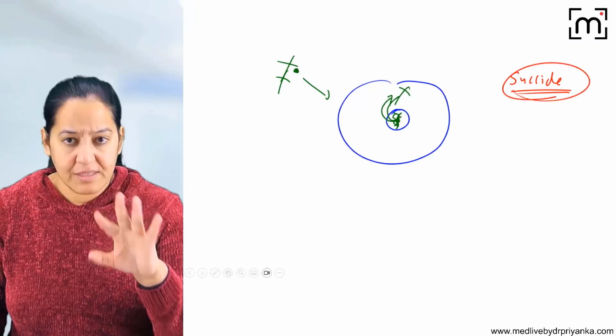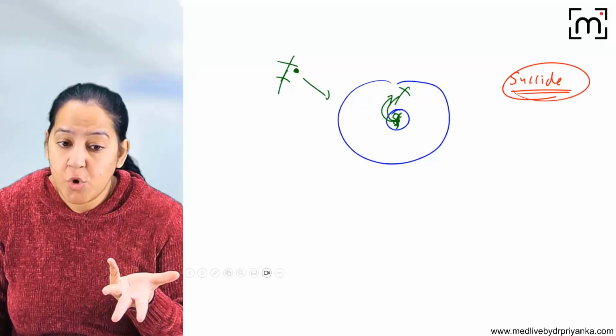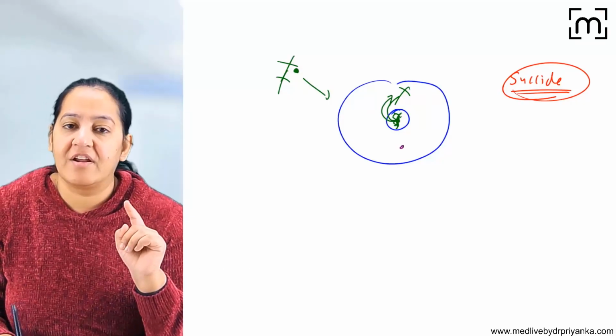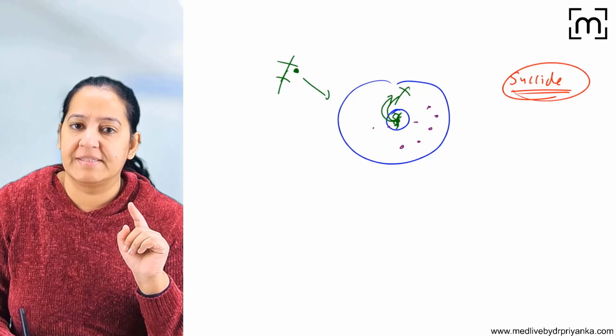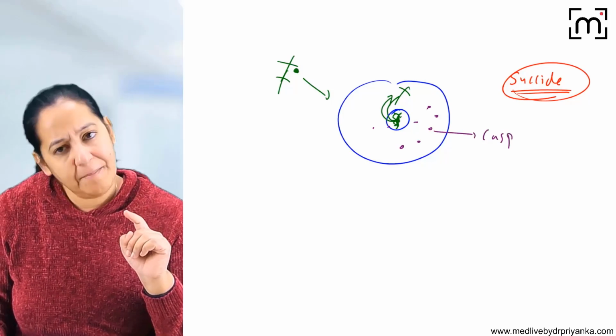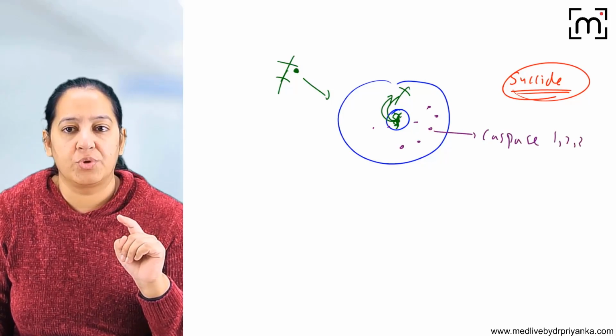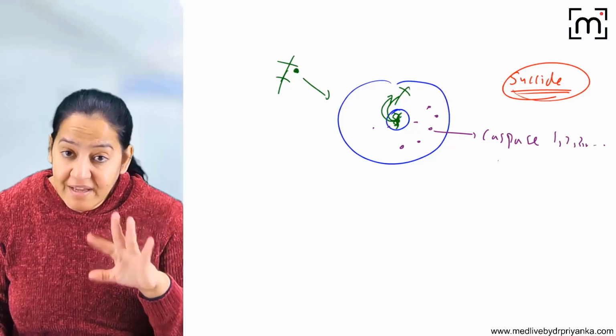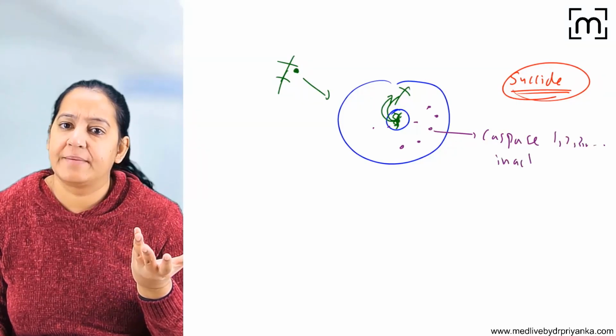In both these situations, the cell wants to commit suicide. Okay, we got it. Now when this cell wants to commit suicide, what does it do? Inside the cytoplasm of this cell, there are many enzymes. The most important enzyme here is caspase. There are many types of caspase: caspase 1, 2, 3, 4, 5. Likewise, there are many caspases, but they are inactive. These are suicide enzymes. They are inactive.